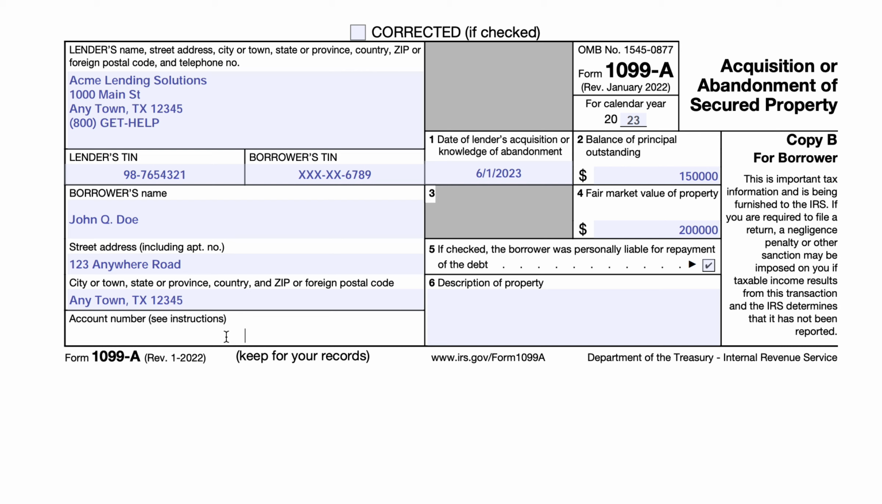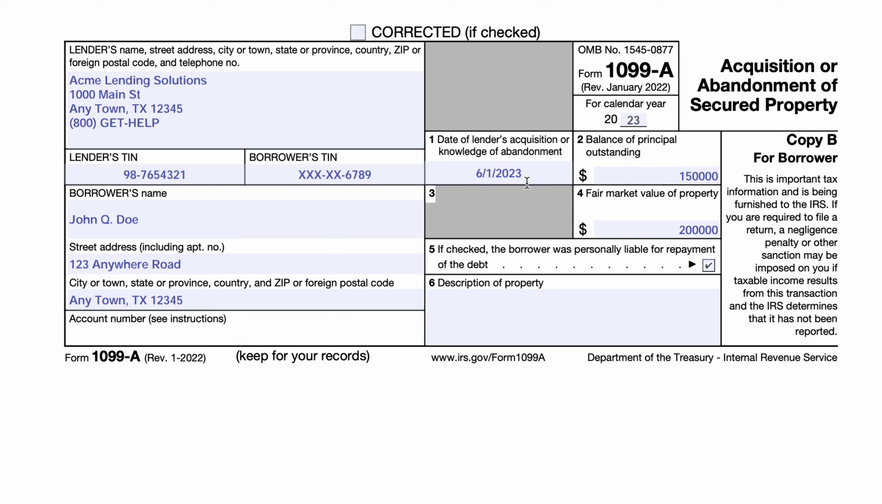On the right-hand side of the form, we have 6 basic fields. They're fairly straightforward. This was for calendar year 2023. On this form, the lender, Acme Lending, is reporting that they acquired this property or they knew that it was abandoned. It could be either, on June 1st, 2023. In the case of an acquisition, this would be when they actually foreclosed on the property, when they actually had the deed or the rights and burdens of ownership of that property.